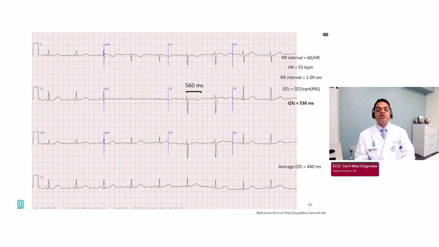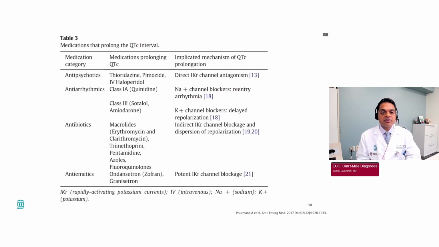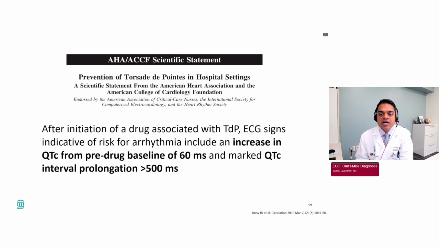Now, you have to search the data pretty deeply to find out what's normal. And it turns out for normal people, the average QTC is around 440 milliseconds. What are some of the QTC prolonging medicines? You all know these quite well, but these are the ones I think about, in particular, antiarrhythmics, antipsychotics, antibiotics, and of course, antiemetics. But who are the patients you really worry about?